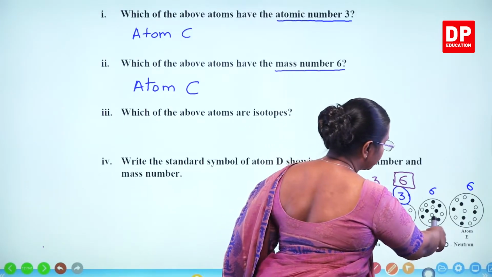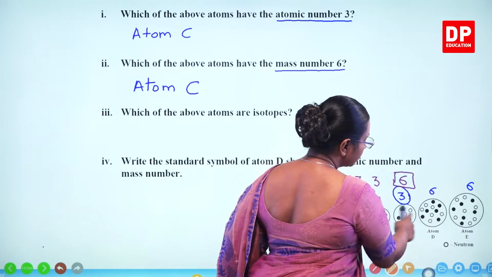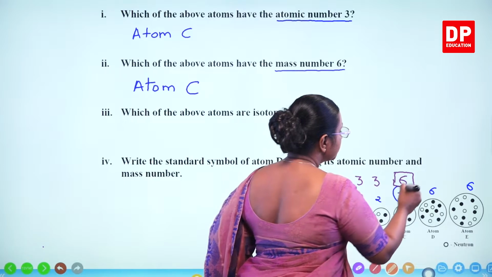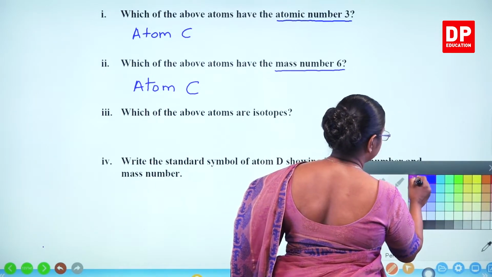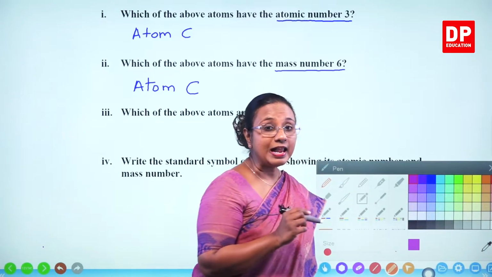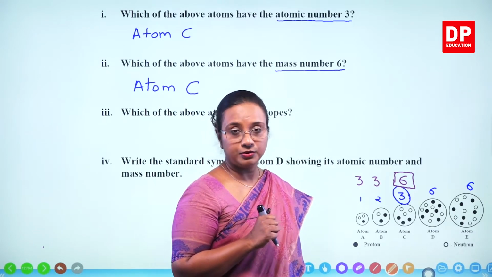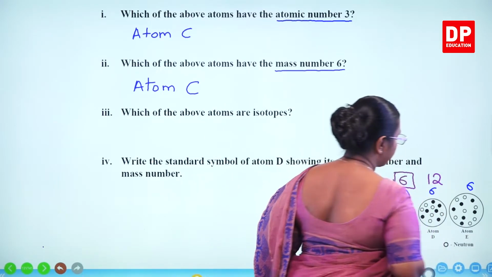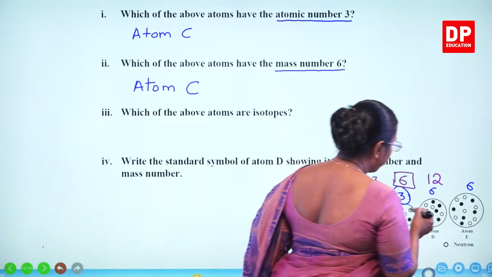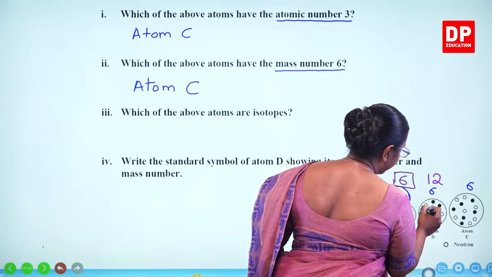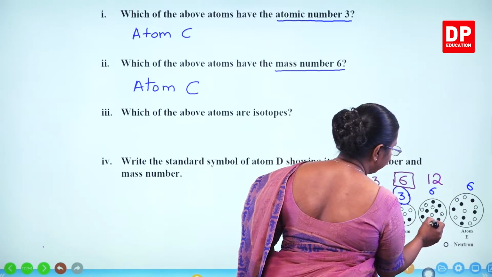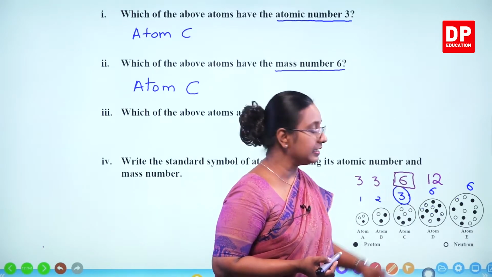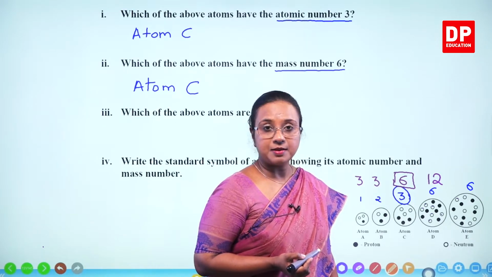If I calculate the total number of particles, there are 6 protons in D and there are 6 neutrons in D. So that means D has altogether 12 particles in the nucleus, 6 protons and 6 neutrons. So this has a mass number 12. I have already counted this: 1, 2, 3, 4, 5, 6. 6 protons and 6 neutrons, 12 in the nucleus. So therefore, the mass number is 12.